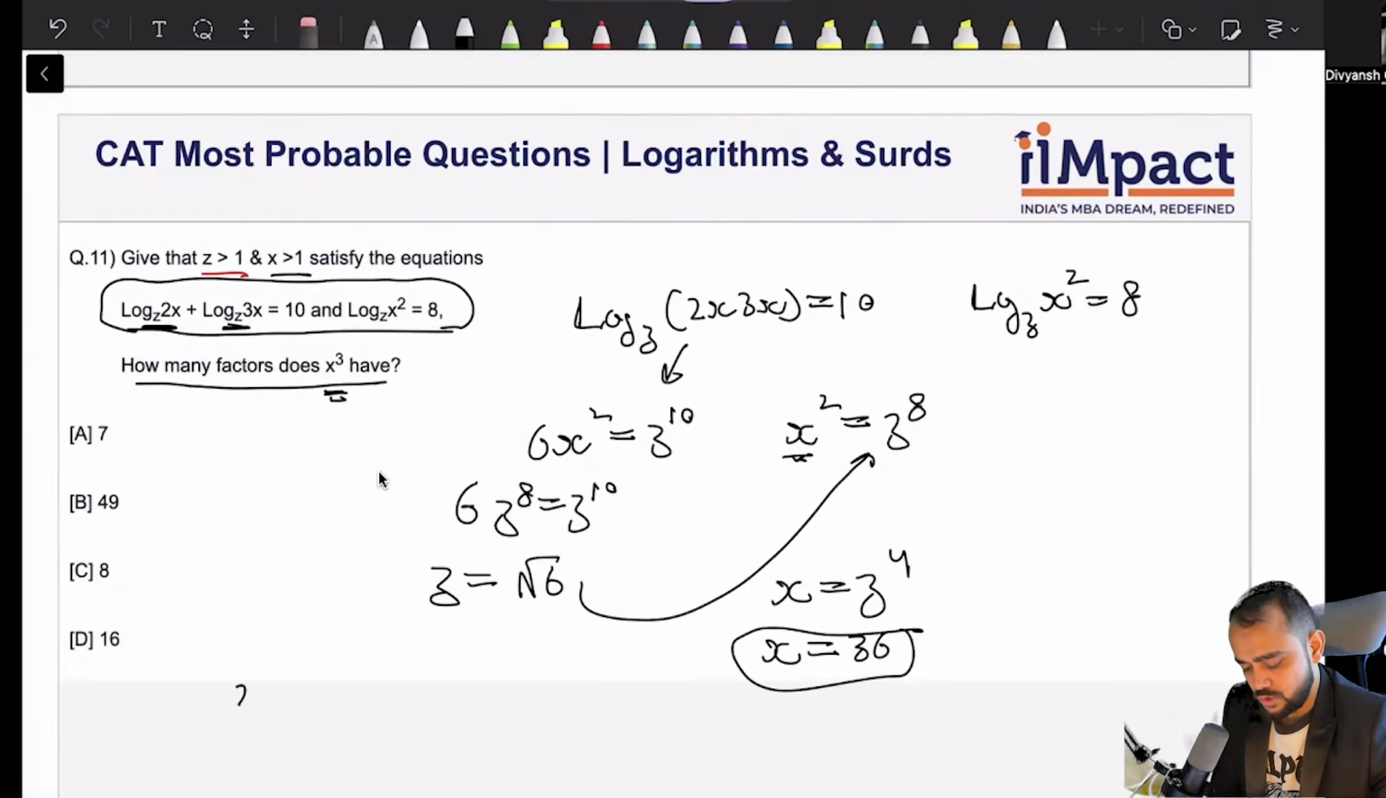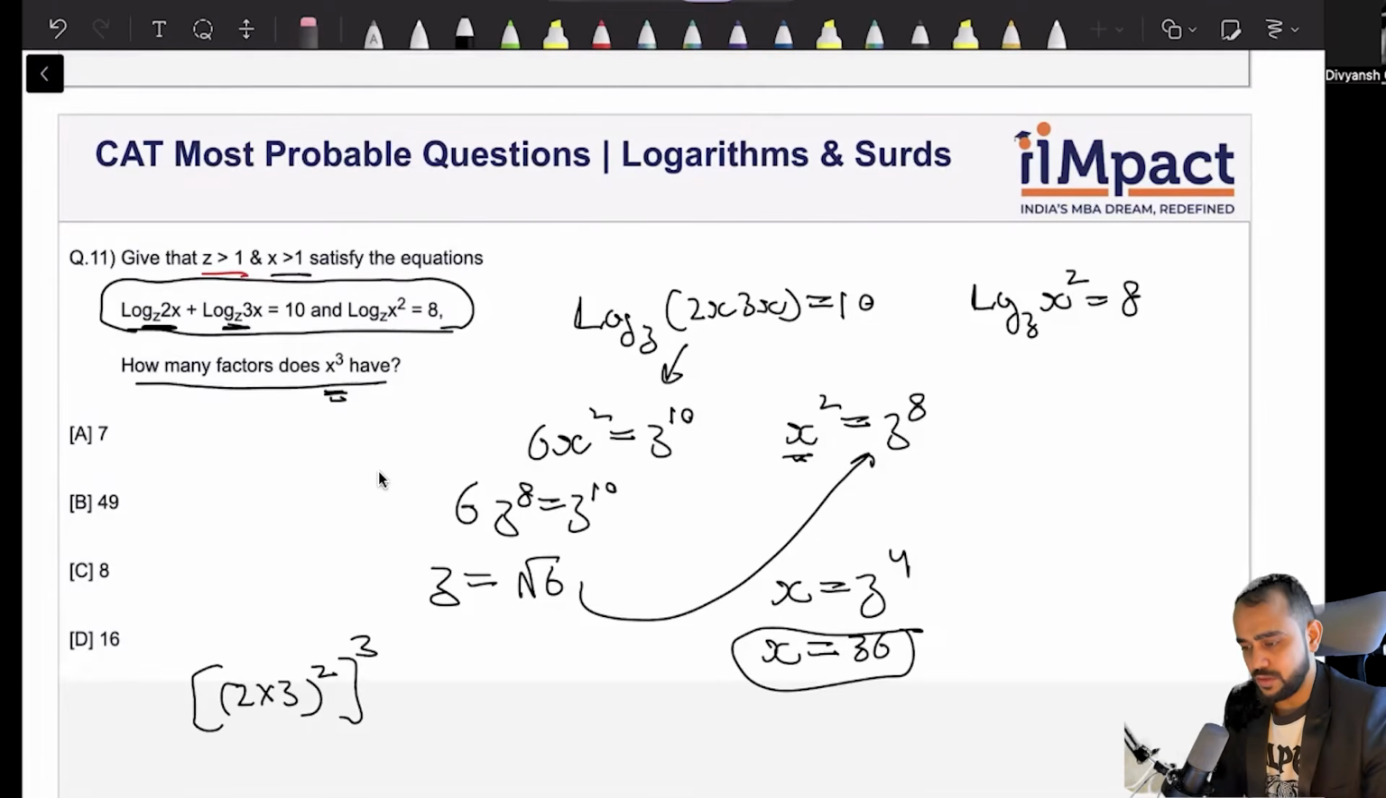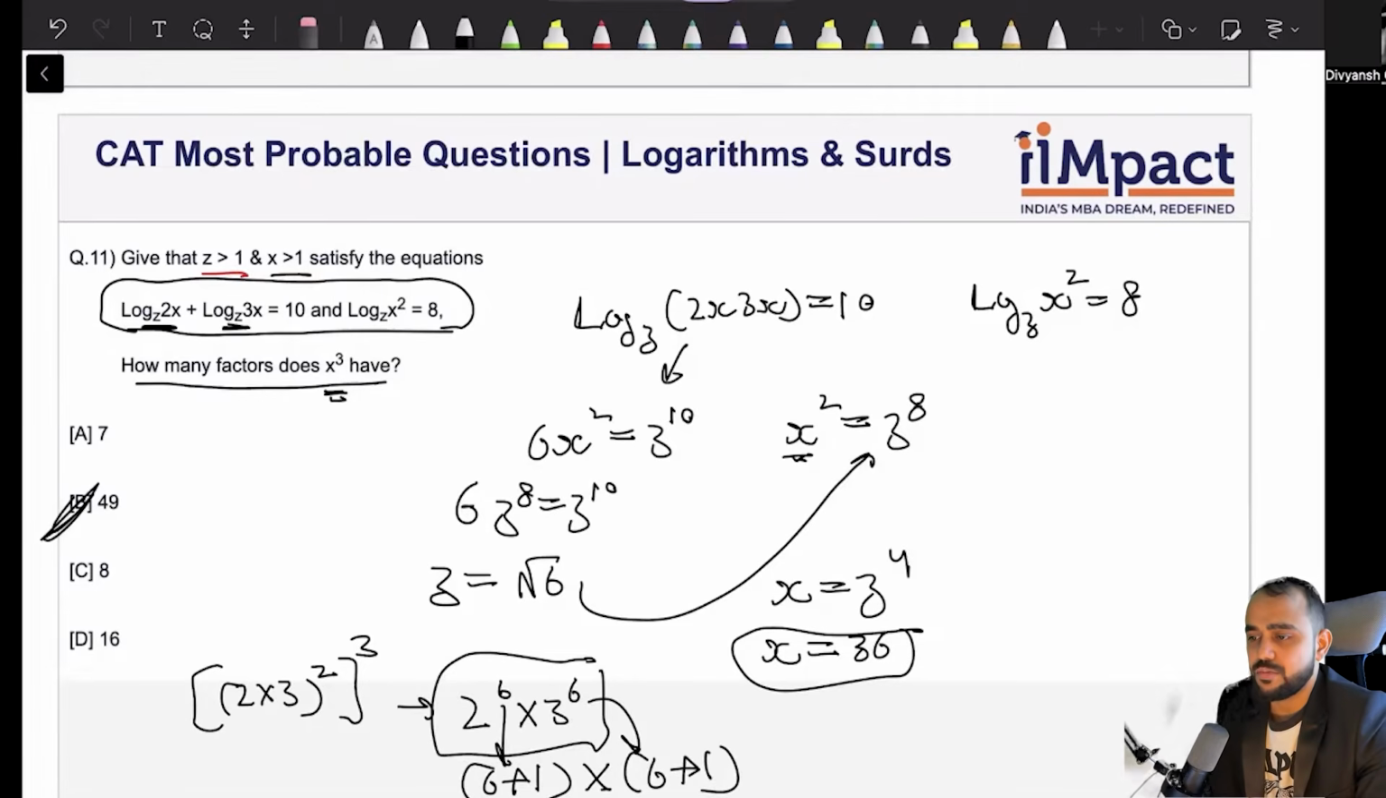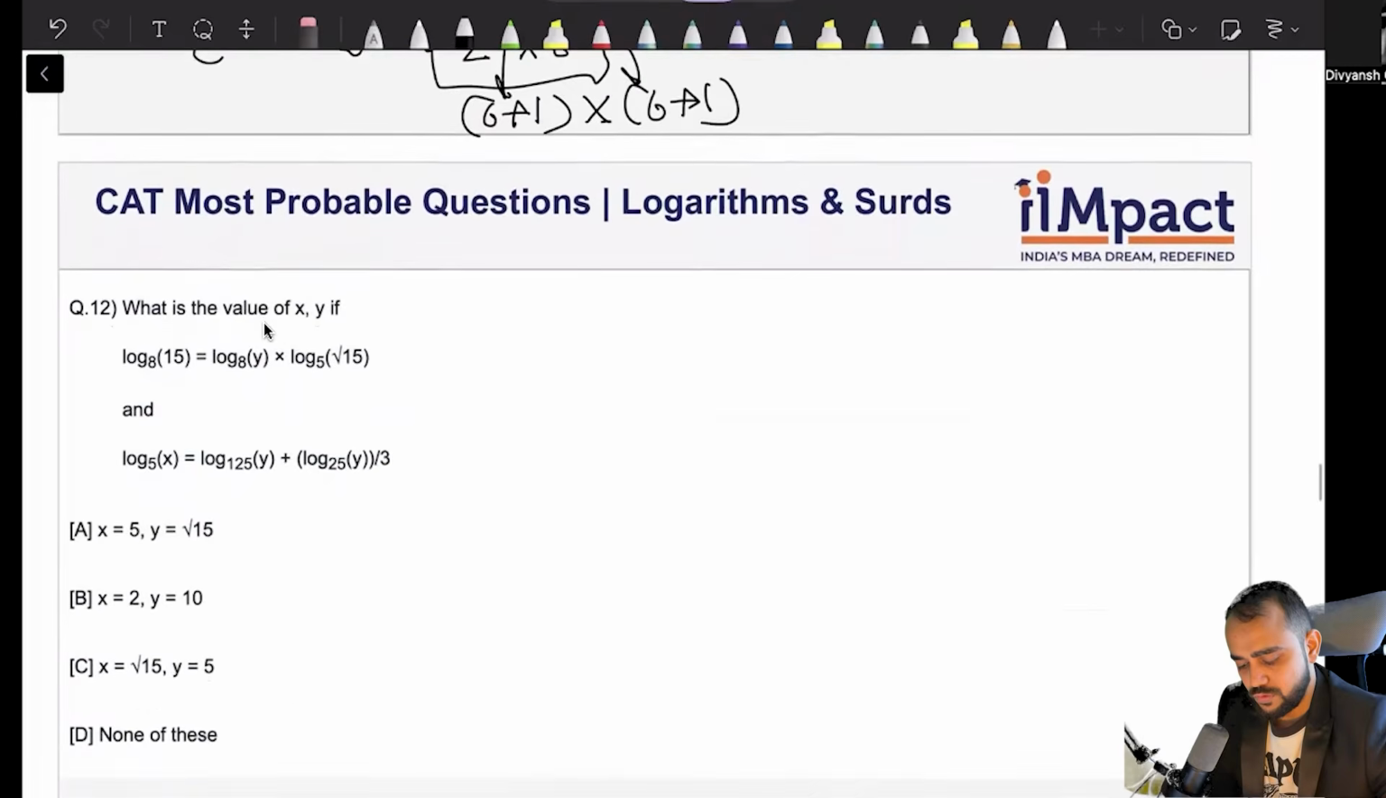So I now just have to find the number of factors of 36 to the power 3. So 36 is 2 into 3 whole square, and x cube is whole cube of this, which means I have 2 to the power 6 into 3 to the power 6. The number of factors for this is going to be 6 plus 1 into 6 plus 1, that is 49. So the answer for question number 11 is going to be B, 49. All right, let's move ahead.